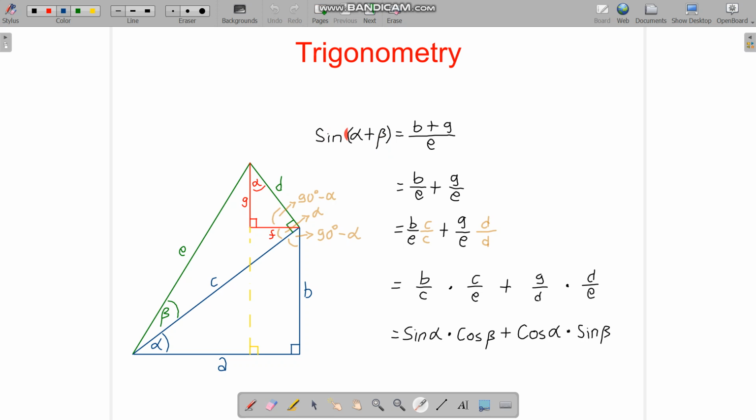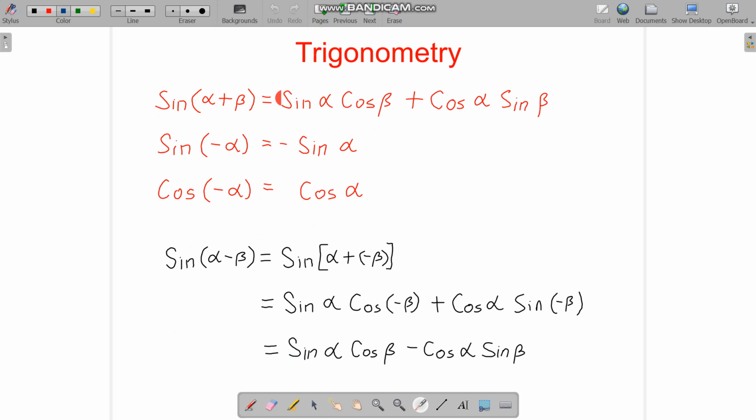Now we are copying this formula. We are using the sine alpha plus beta formula, and we also use the identities sine minus alpha equals minus sine alpha and cos minus alpha equals cos alpha. We use these formulas to prove sine alpha minus beta formula.